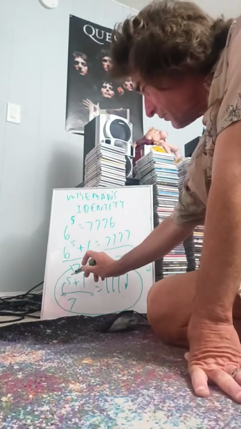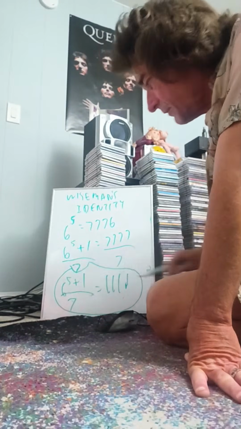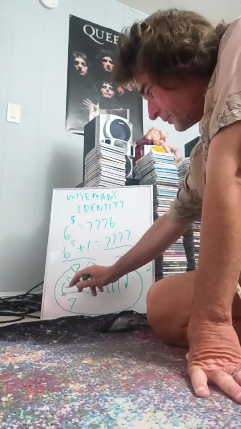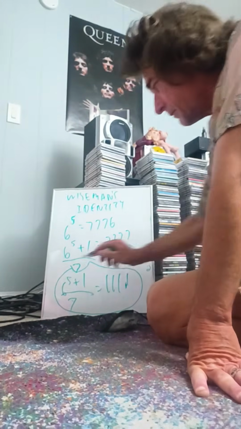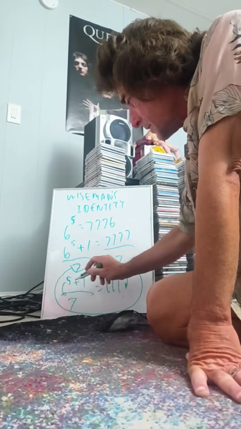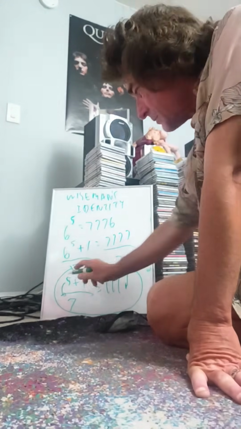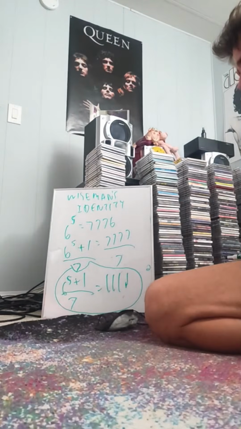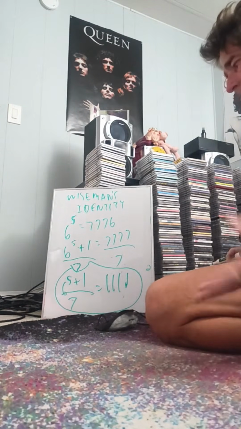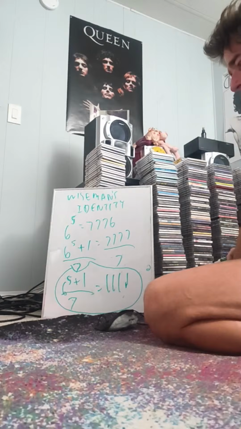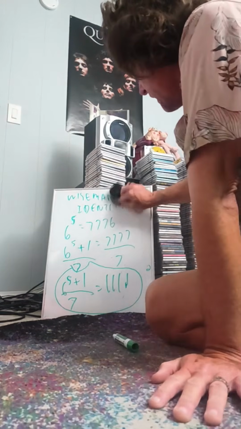It's got the consecutive numbers 5, 6, and 7 in it, which is cool, all revolving around 6 as the middle number. It's got addition, division, which is another form of multiplication, and exponentiation. And that's Weismann's identity. Just thought I'd nerd out. 6 to the 5th power plus 1 all over 7 equals 1,111. I think that's cool. That's Weismann's identity. That came to me by accident.